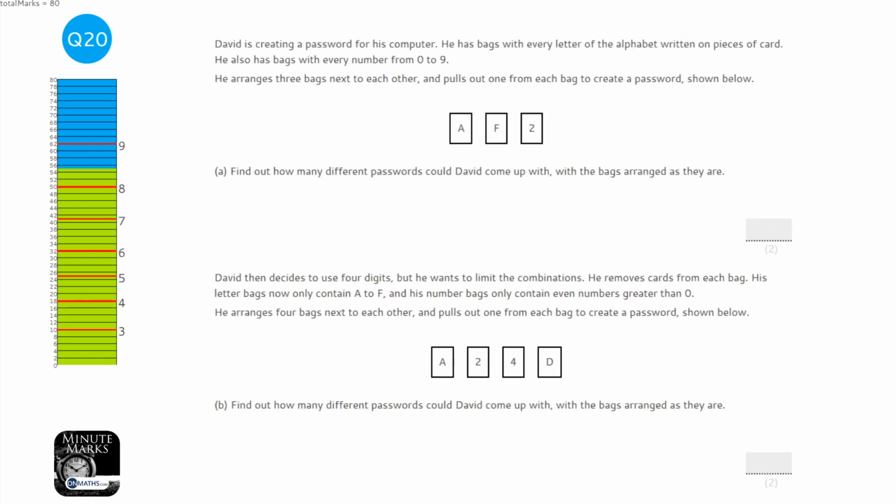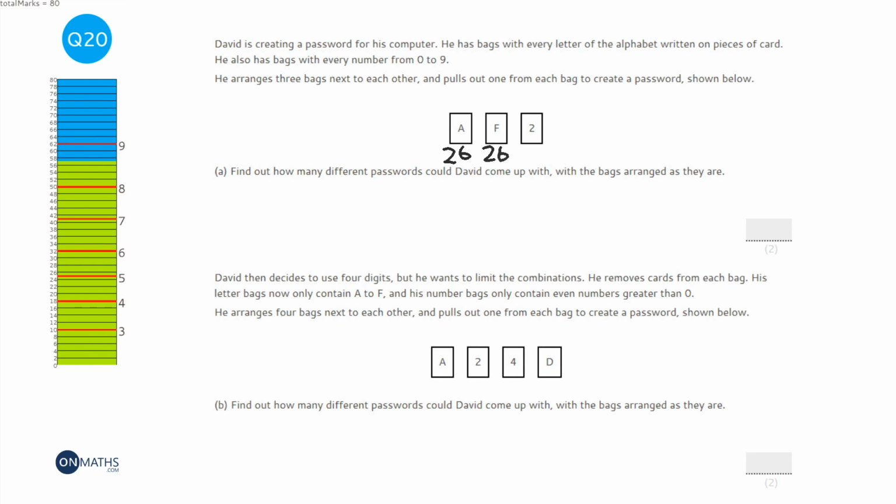Okay, so this question seems really complicated because of the sheer amount of words, but actually it's quite a simple question when you get your head around it. So the first question, we're looking at 2 bags of letters and 1 bag of numbers. There are 26 letters in the alphabet, so there's 26 options for this first bag. There will be 26 options for the second bag, and numbers from 0 to 9.